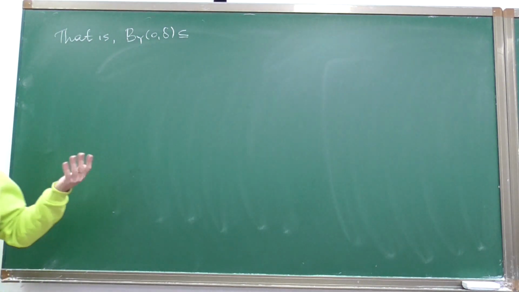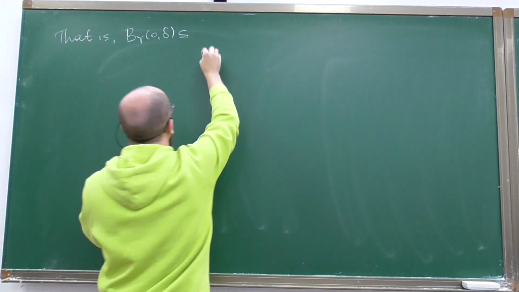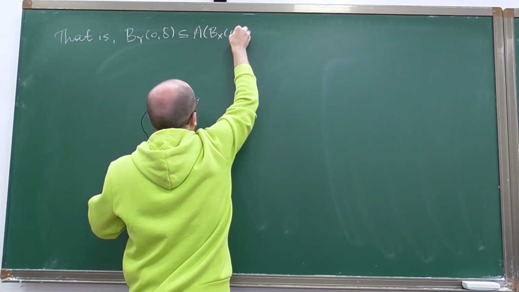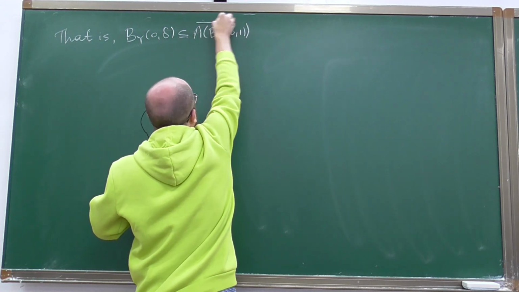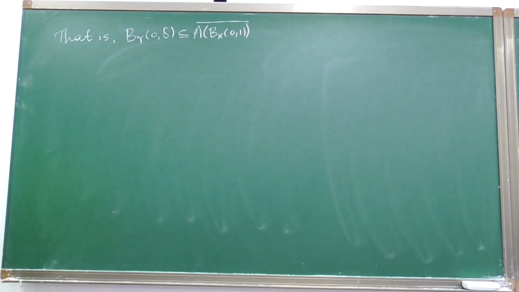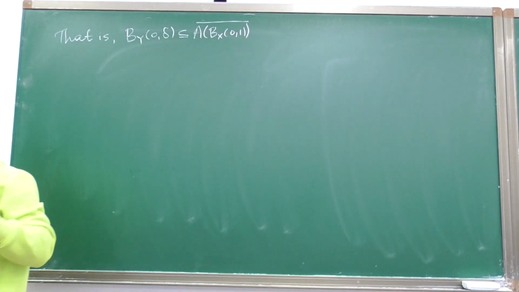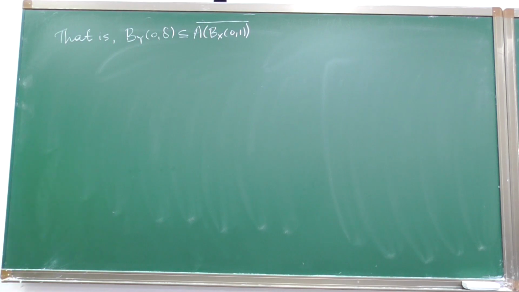Well, not belongs, sits inside. It's a subset. So the closure of the image contains some open ball. But in the statement, what we want to prove is that not the closure, but the set itself contains an open ball. That will be the second part of this proof.